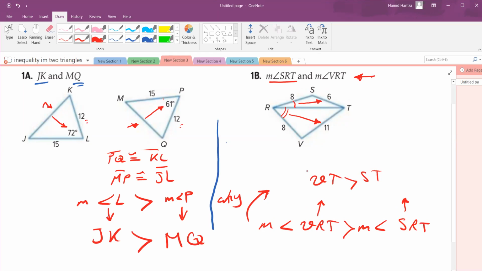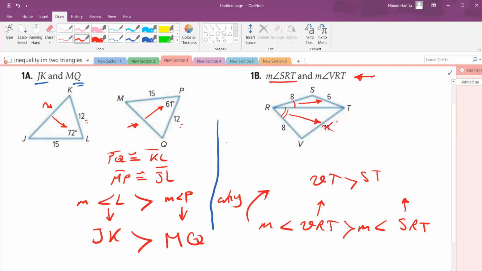So like this, guys. I look to the opposite side. I found this one is opposite to 11. This one opposite to 6. So I give my decision, guys. I give my decision. Then I explain why. So my decision is angle VRT greater than angle SRT. Why this happened? Why you take this decision? Because angle VRT opposite to VT, which is greater than side ST, which is the opposite to angle SRT. So what about the other two sides? Do we have congruent?